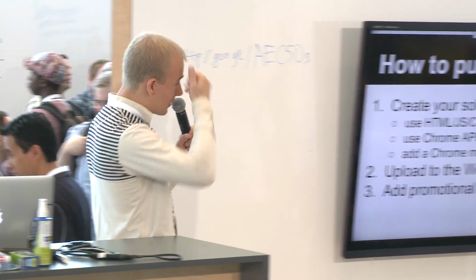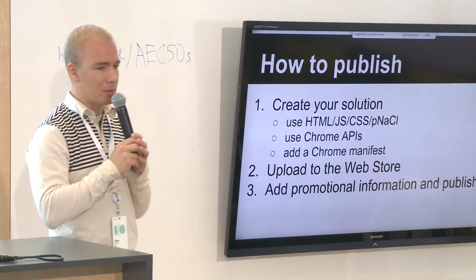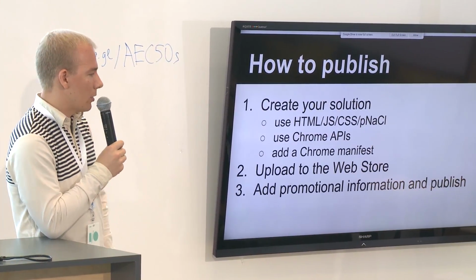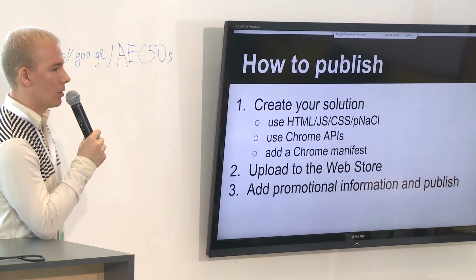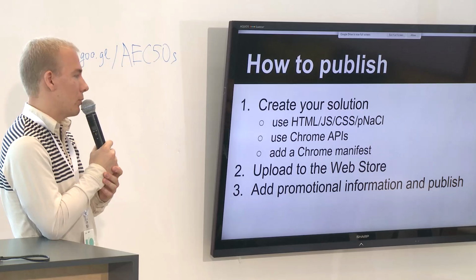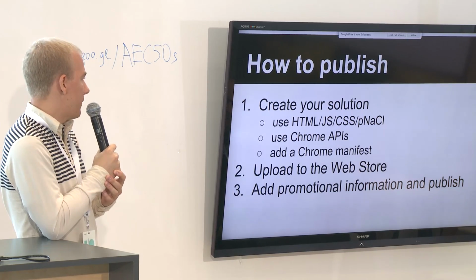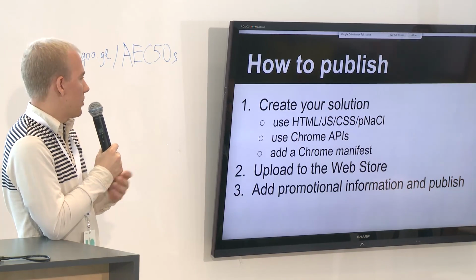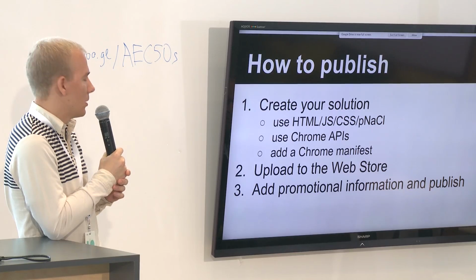So publishing to Web Store really involves three simple steps. If you want to publish a hosted app and you already have a website, then essentially you don't need to create your solution because you already have one. You just need to add a Chrome manifest, upload to Web Store, add some promotional information, and you're done.